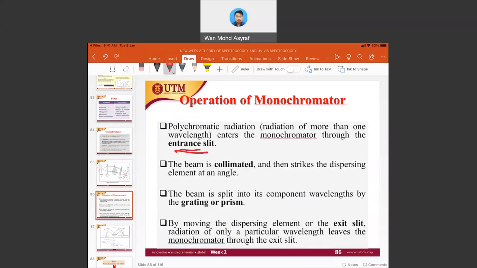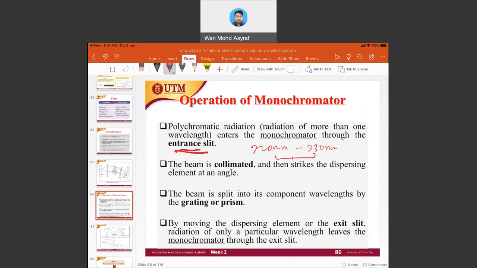So this is what I said before. Your sources have a range, right? For example, your sources have a wavelength range of 220 nanometer to 330 nanometer. So this range of 100 nanometers will enter your entrance slit, and then the beam will be collimated and then strike the dispersing element at an angle. So the beam is split into its component wavelengths by the grating or the prism.